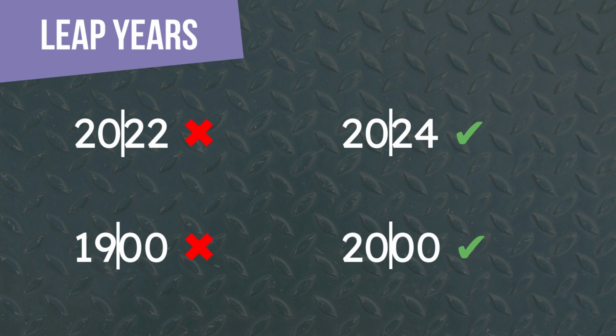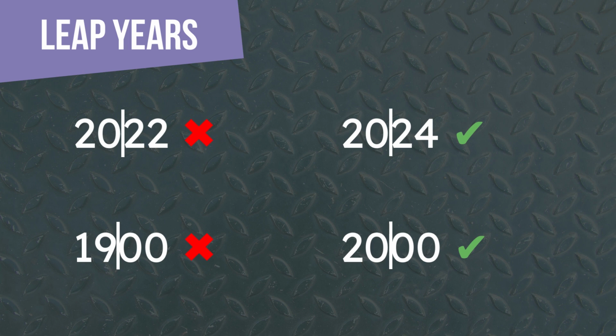So let's try a few examples. First, 2022. So the last two digits are 22, not divisible by 4. But let's make it 2024. Now 24 is divisible by 4, so it is a leap year.